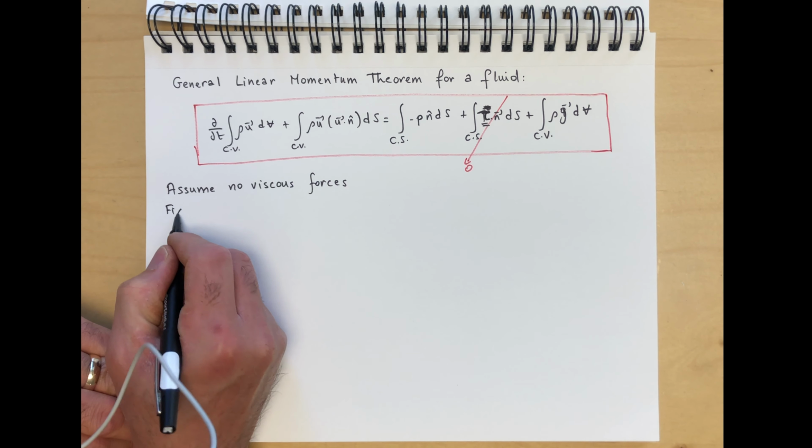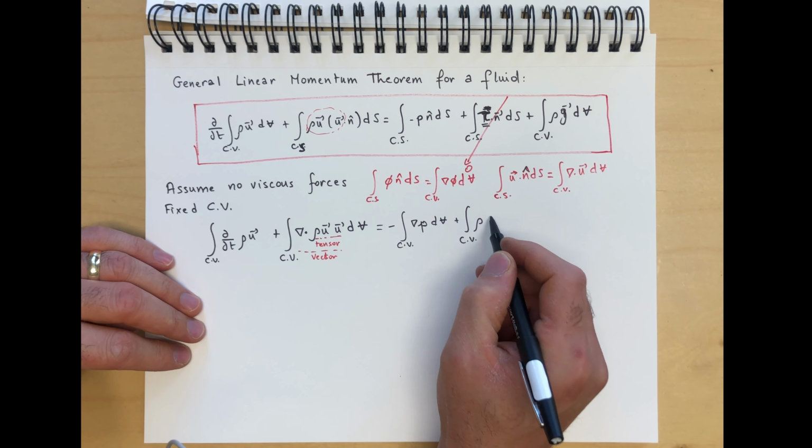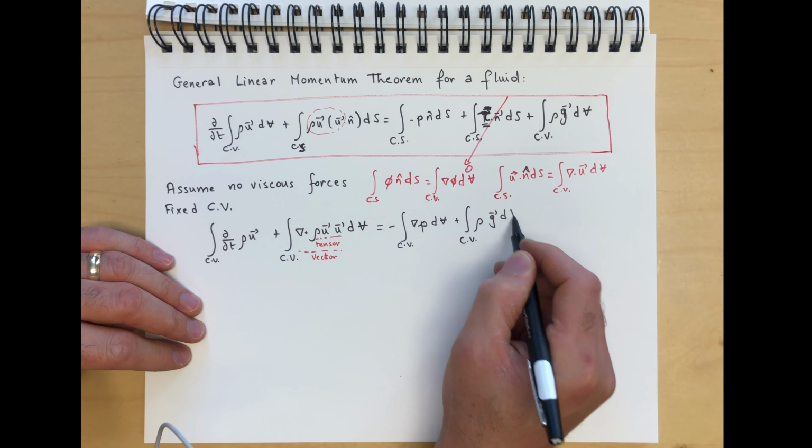Now on the right hand side, we're going to use this gradient theorem to convert this into a volume form. So we have a minus integral over grad p dV. Really, this is the pressure force over the volume. It's just the pressure gradient that matters over the control volume. Plus, this is already in volume form, integral of rho g dV.